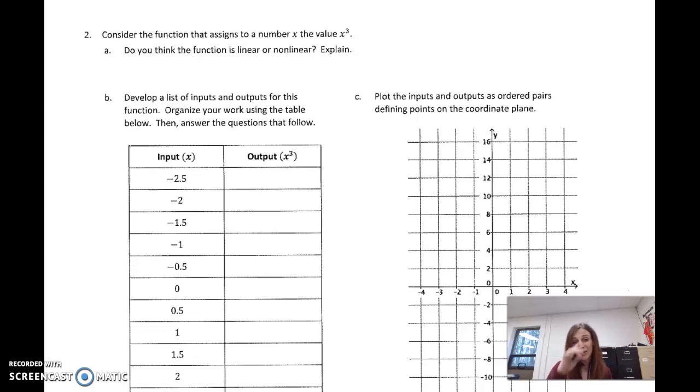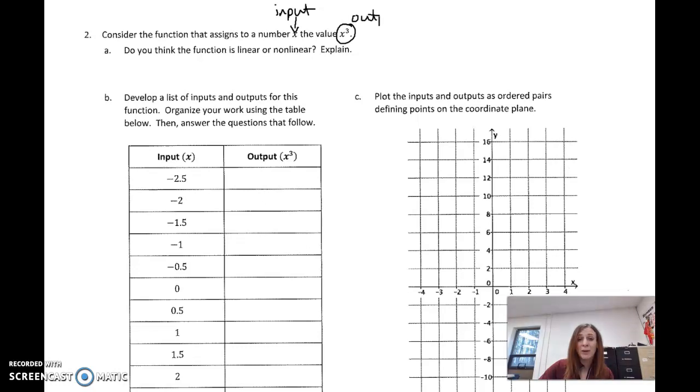All right, let's take a look at another example dealing with maybe a different type of function than we're used to dealing with. It says consider the function that assigns a number x, that's our input, to the value of x raised to the third power. So you might hear me say x cubed. That deals with geometry, with volume: side length times side length times side length. So a lot of times when I see that little exponent of 3, I'll say cubed.